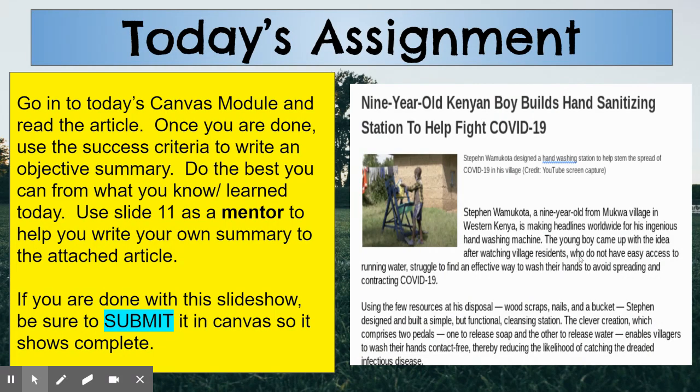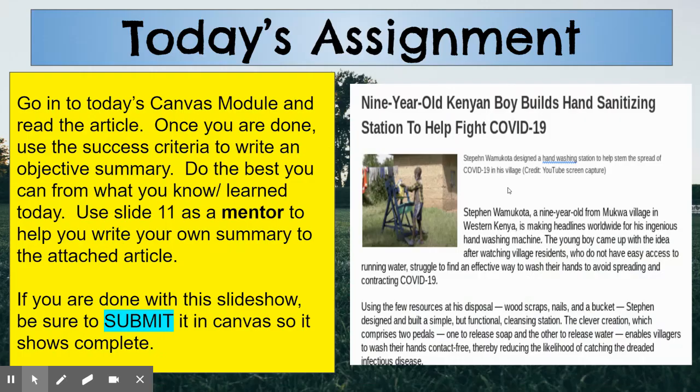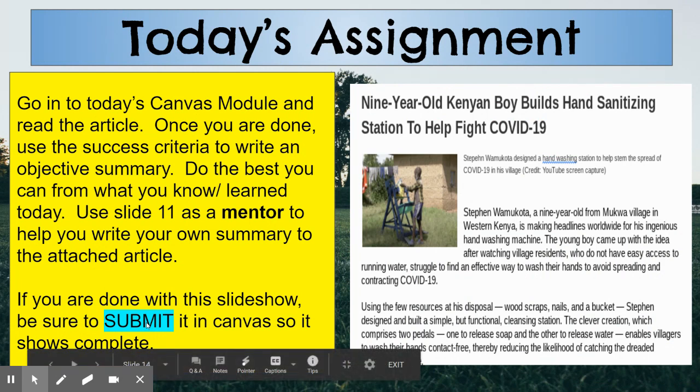And if you don't know how to start it out, a hint is to start with the author or the title of the article, and then give me the central idea. We just learned that earlier this week. So what would be the central idea of this text? And then, again, using this as a mentor, what you want to do is begin to tell me the who, what, when, where, and why of this article when you're done reading it. One last little thing, make sure you hit submit to show that it's complete.